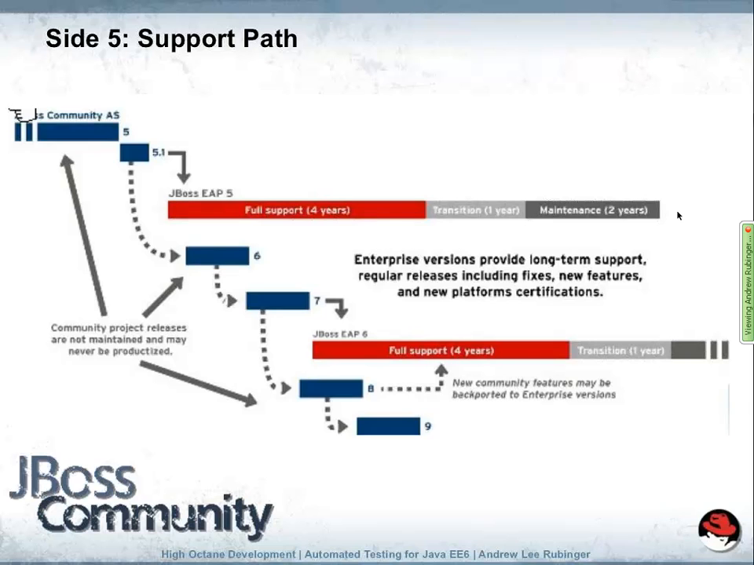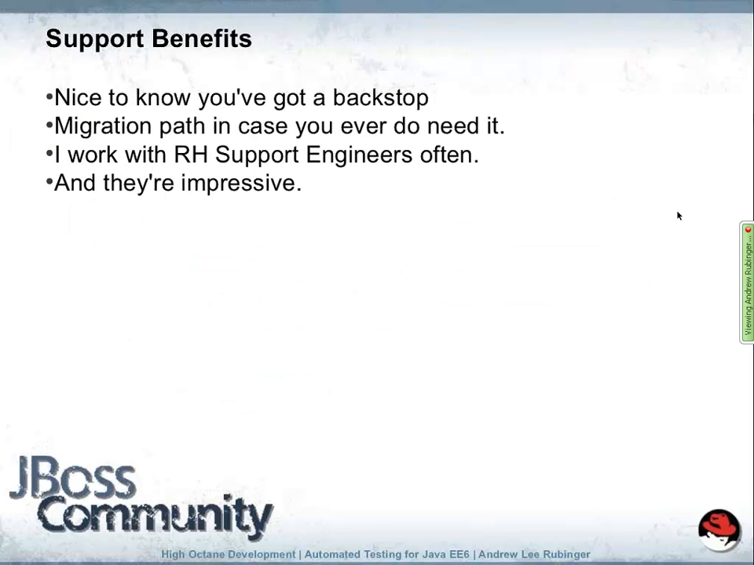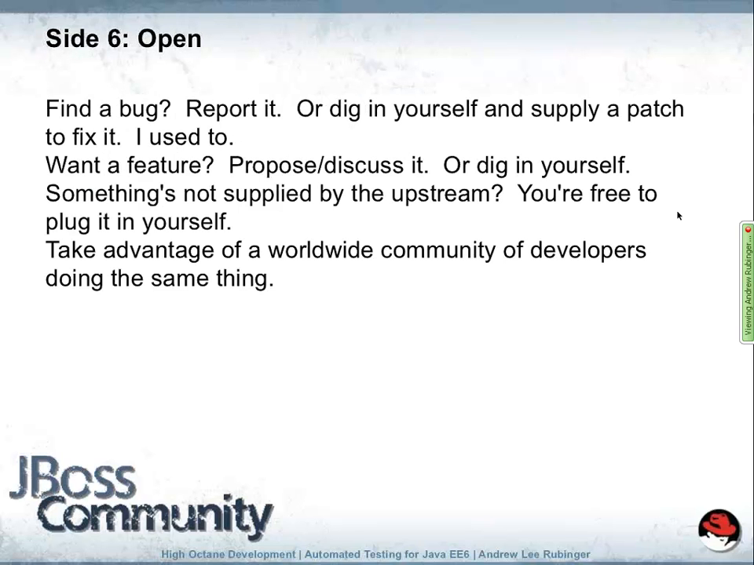The fifth side is that JBoss AS7 is going to offer you a support path. As Burr mentioned earlier, AS7 is the baseline upon which EAP6 will be built. EAP6 is going to be our Enterprise Application Platform, version 6, implementing the EE6 specs, and it will be based off of AS7. So we like to think of AS7 as the alpha upstream for EAP, and it gives you a support path which really lets you know that you have a backstop. You have someone to call if things go wrong. The support engineers are amazing. I see them all the time, and what they do really is very impressive.